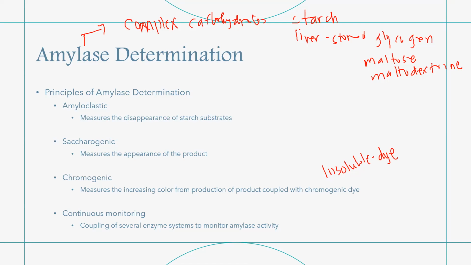And last but not the least, we have continuous monitoring, which is a coupling of several enzyme systems to monitor the enzyme's activity, wherein the change in absorbance of the NAD at 340 nanometers is measured at pH 6.9.